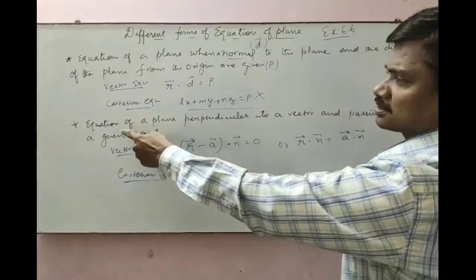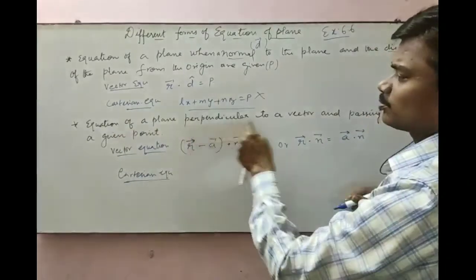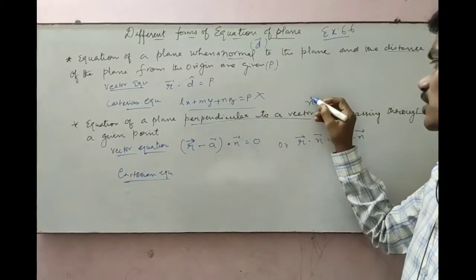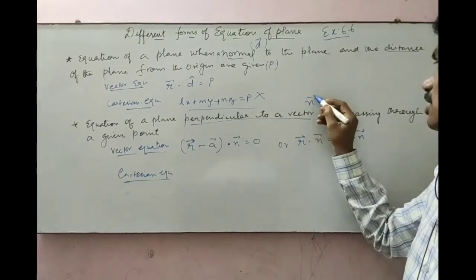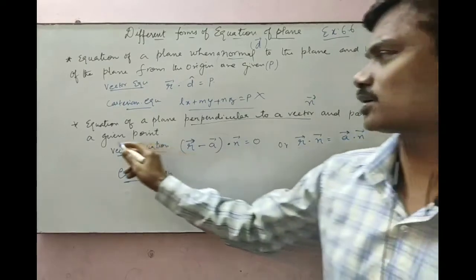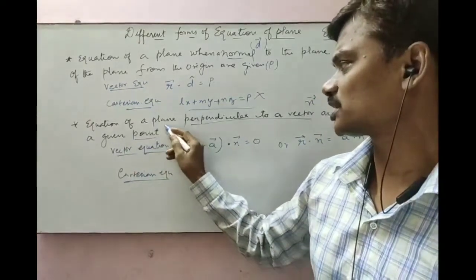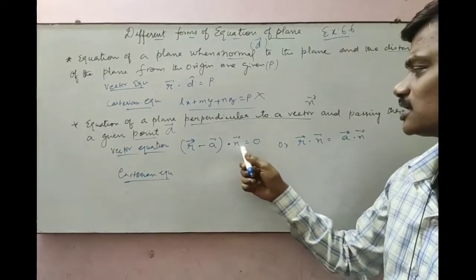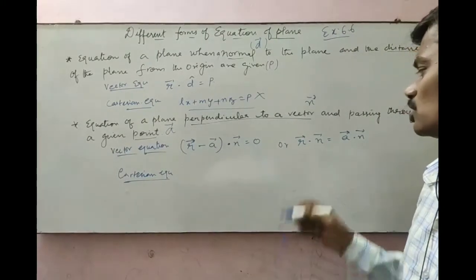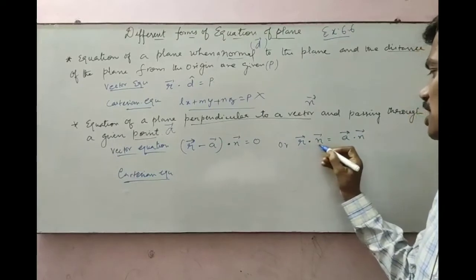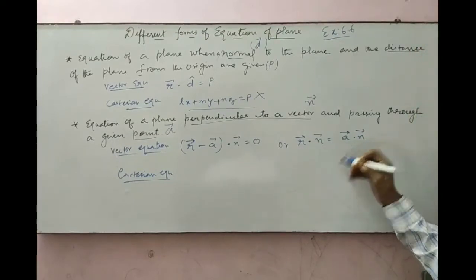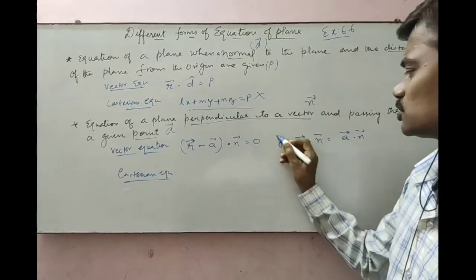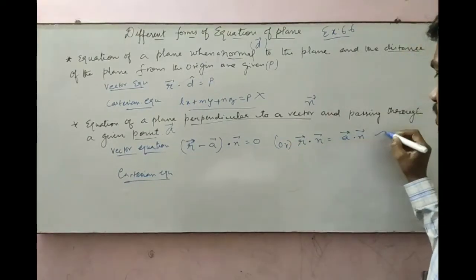Then the equation of the plane perpendicular to a vector, that means a normal vector, that is n vector, and passing through a given point. That point should be taken as a vector. Then the vector equation is r minus a dot n vector equal to 0, or you can write this as r dot n is equal to a dot n. So இந்த ரெண்டு இதுல எதனாலும் நீங்க யூஸ் பண்ணிக்கலாம். So இதை யூஸ் பண்ணினா ஈஸியா இருக்கும்.